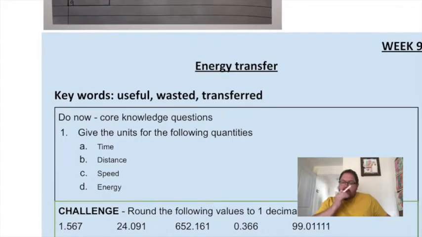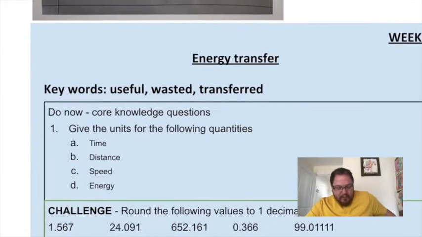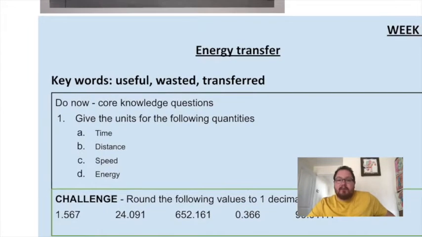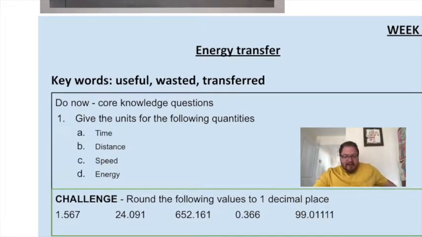Your core knowledge questions are: give the units for the following quantities. So we've got time, distance, speed, and energy. And then we've got some rounding in there, a bit of maths. Round to 1 decimal place, very handy to have this skill. Off you go.